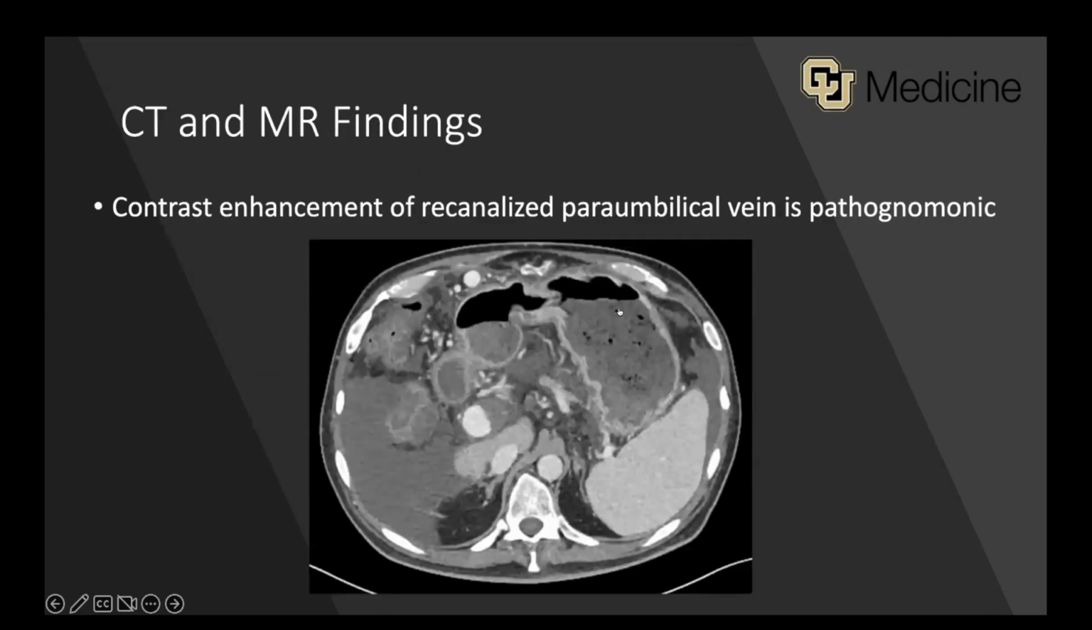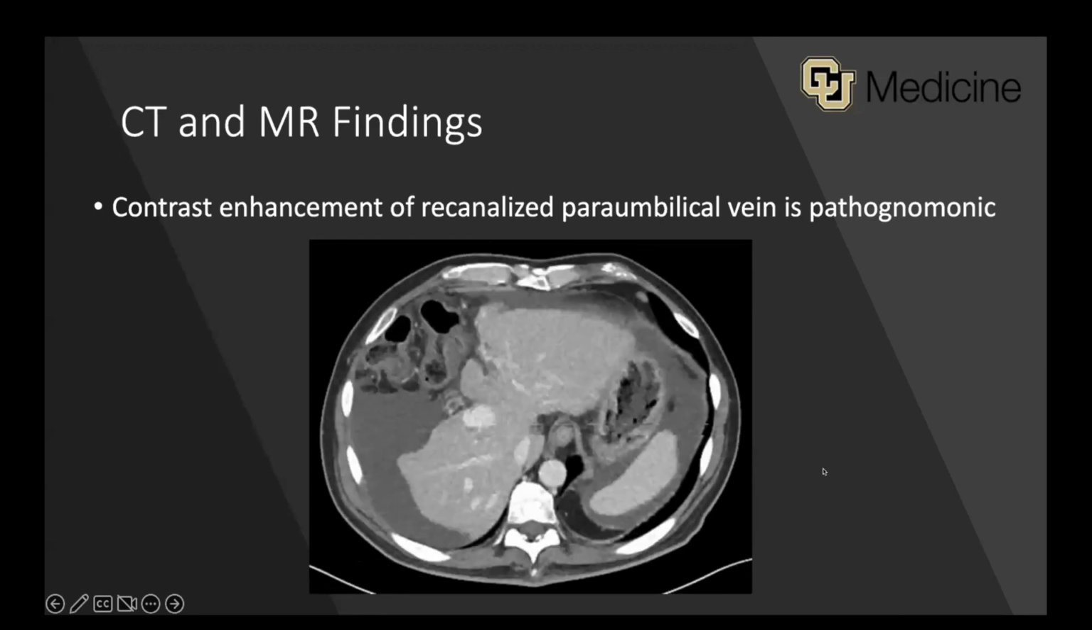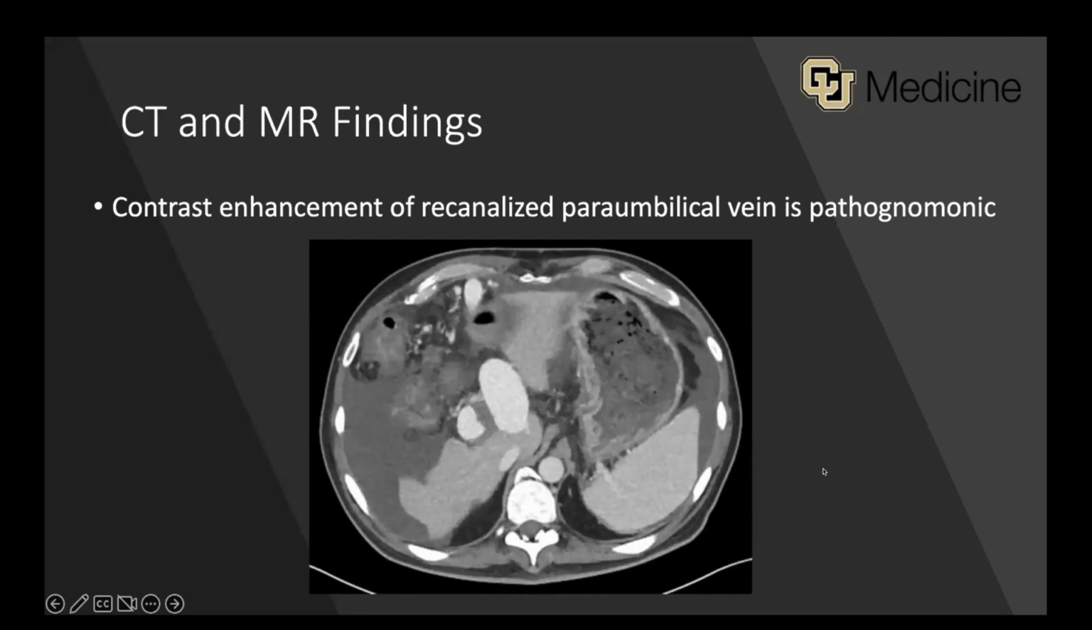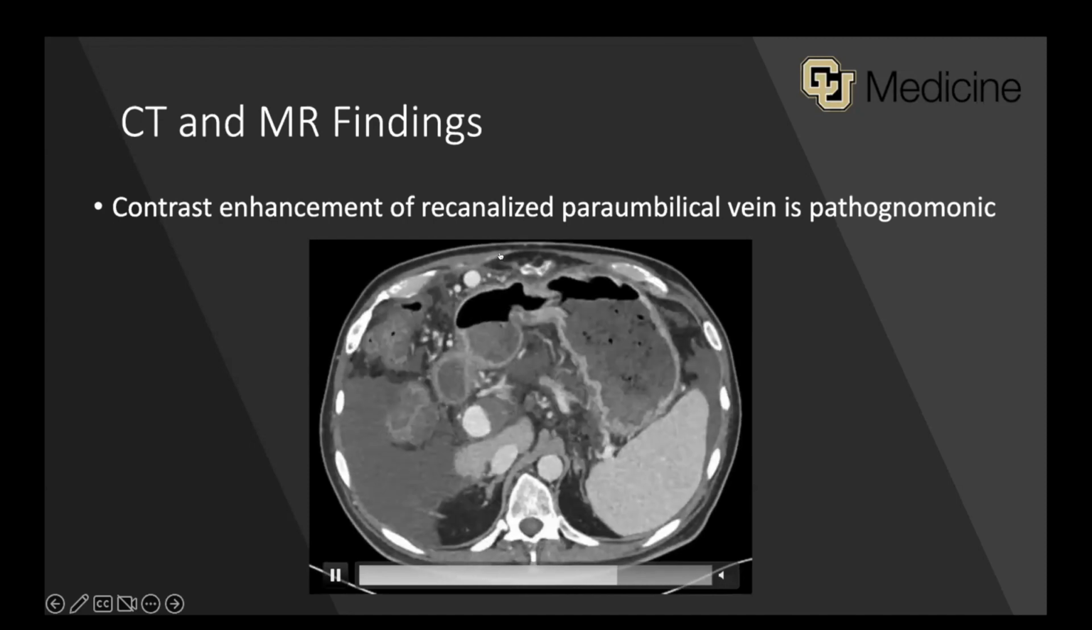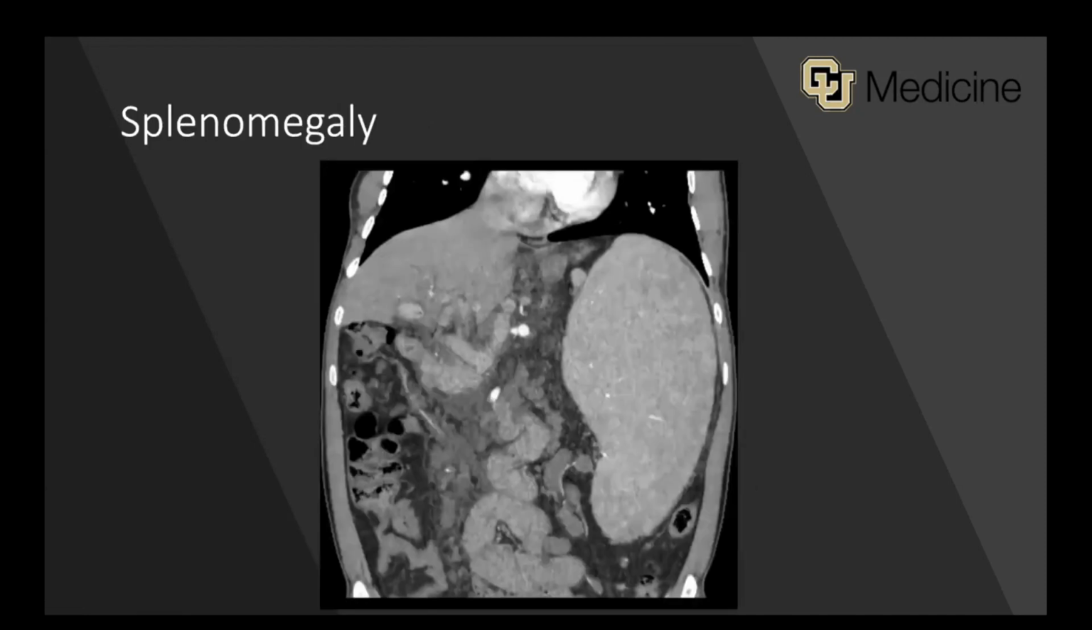Other CT findings, you can see contrast enhancement in a recanalized paraumbilical vein, which is usually pathognomonic actually for portal hypertension. You can see this large dilated venous structure here is a recanalized paraumbilical vein. Splenomegaly, you can see the dramatic size of the spleen here compared to the liver as another sign as well.